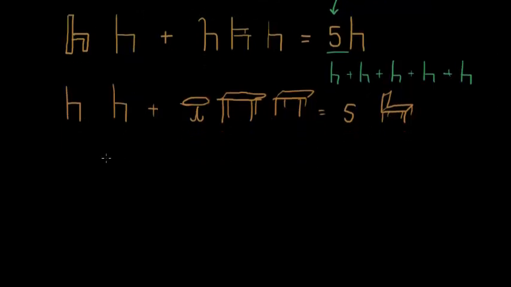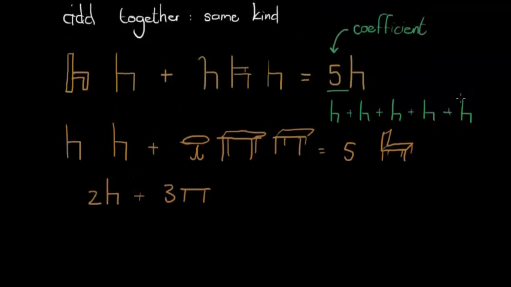So what I have in the end is I've got 2 chairs and I have 3 tables. That's what I have. I can't add them together. It's not 5 anything. It is 2 chairs and 3 tables, and that's it. So this cannot be added together. So we've already looked at this idea just now, that we can only add things together if they're of the same kind. And instead of drawing out pictures like that, we'll rather just use one picture and write in front of it a coefficient which represents how many of those there are.